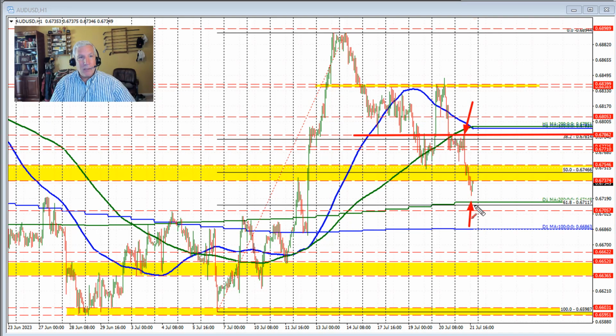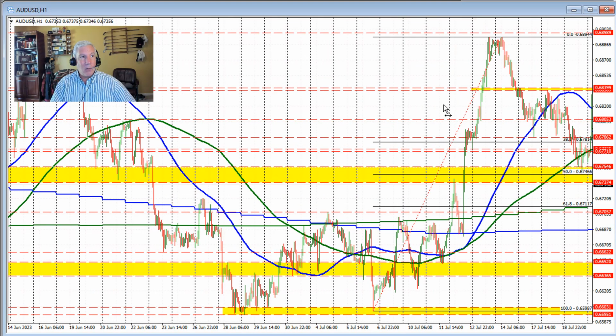You see this green line right here, which represents the 200-day moving average, and we got within about 8 pips of that at session lows today. We are seeing a rotation back to the upside, back toward the 50% retracement and this other swing area. That swing area comes between 0.6737 and 0.67546.